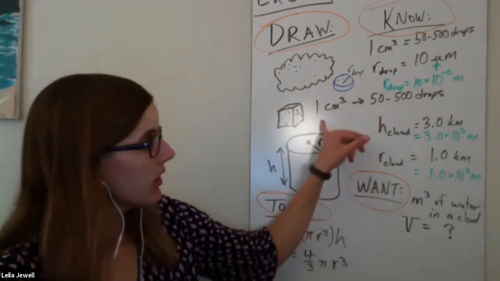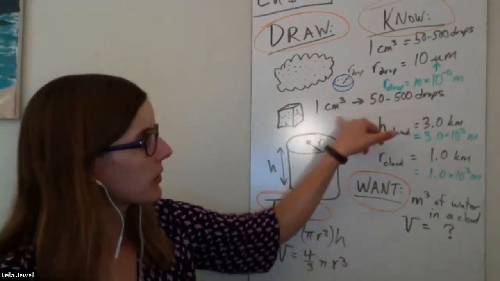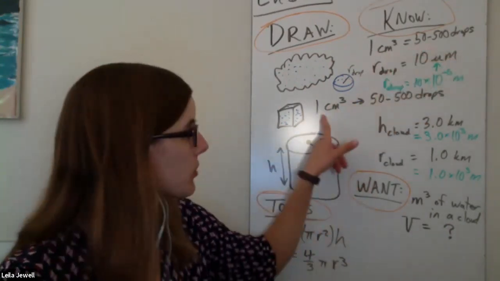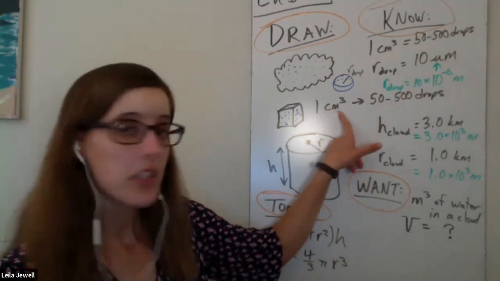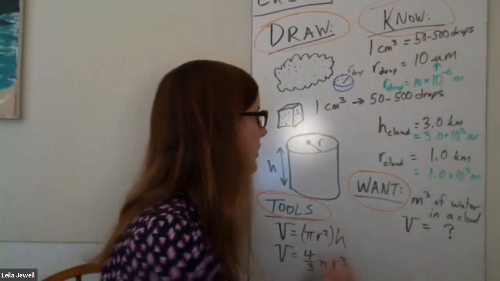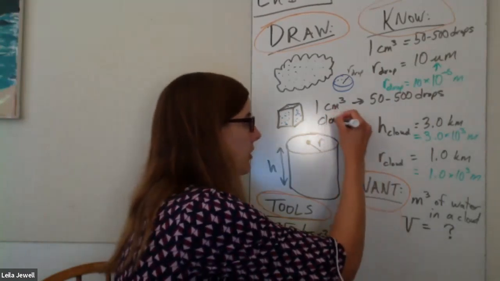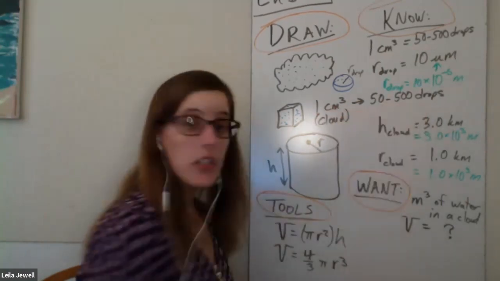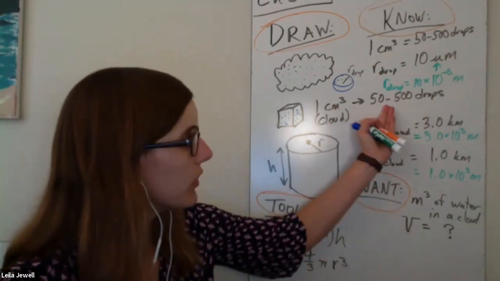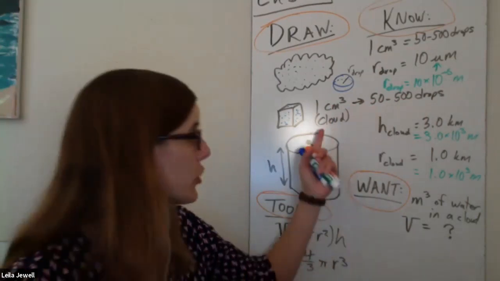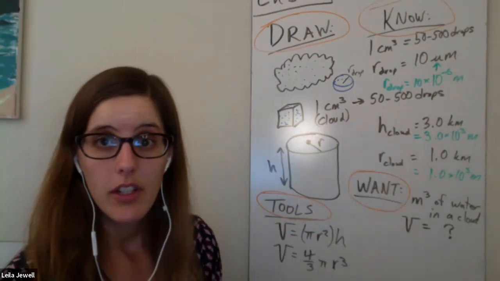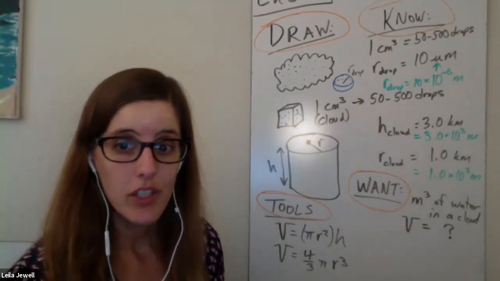And that's where this factor comes into play, right? Which I wrote as a conversion factor up here. We have a way to go between cubic centimeters of cloud, which maybe I should have noted here, this is cubic centimeters of cloud, into a number of drops, where we know if we have 1 cubic centimeter of cloud, we'll have 50 to 500 drops. If we have 2 cubic centimeters of cloud, we'll have 100 to 1,000 drops. This is really convenient.